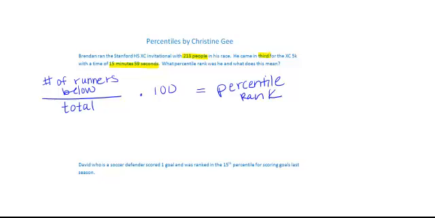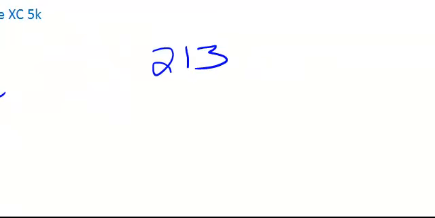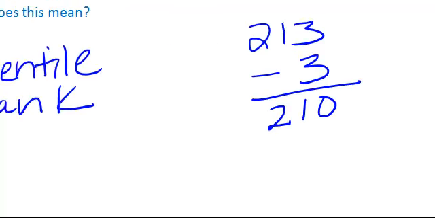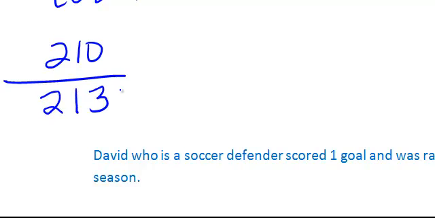So now we look at the information we have. Well, we know that there were 213 people in the race, and he came in third. So to get the number of runners that were slower than him, or weren't as fast, we would just subtract. He came in third, so there were 210 that were behind him. So we put that in the numerator, or the top of the fraction, and the total number of people in the race, well, that was 213. And then we multiply that by 100, and we'll get the percentile rank.